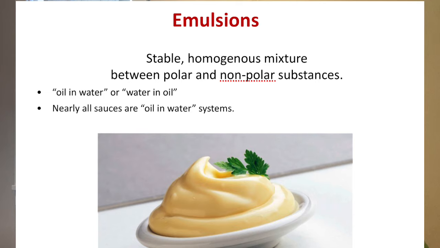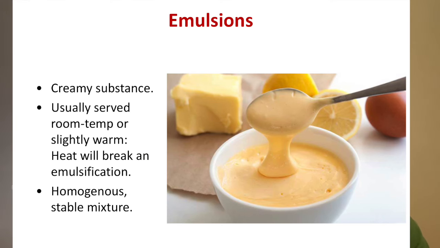This one we're gonna go pretty quick because we already know what an emulsification is. It's a stable, homogeneous mixture between polar and non-polar substances. It can be oil and water or water and oil, but most sauces are oil and water systems. They're creamy. They're usually served room temp or slightly warm. Heat can break an emulsion, so it's never served hot. And it's always going to be a homogeneous and stable mixture.